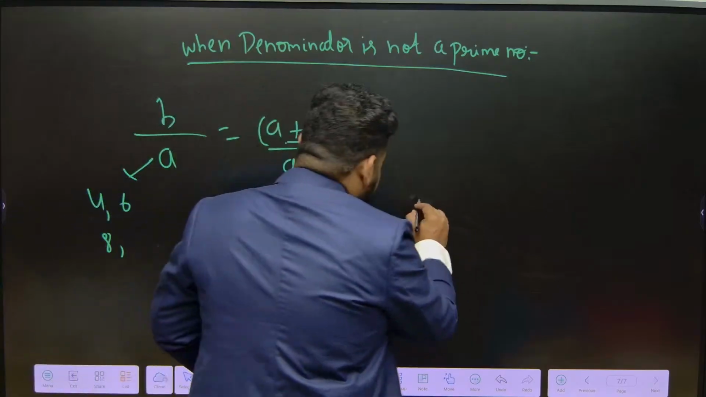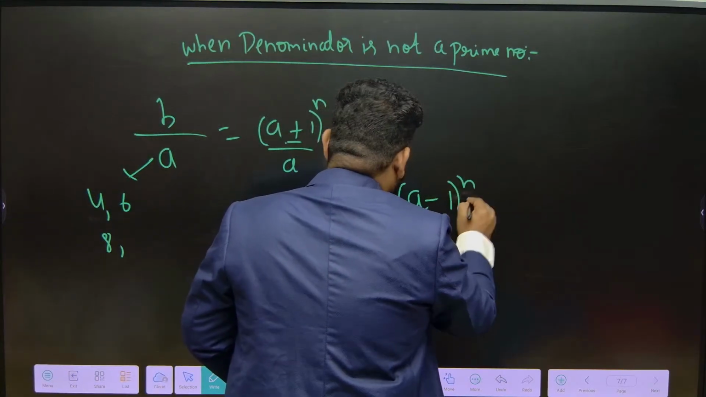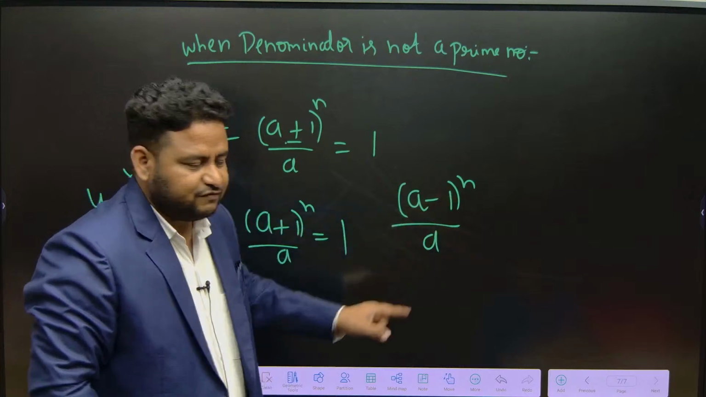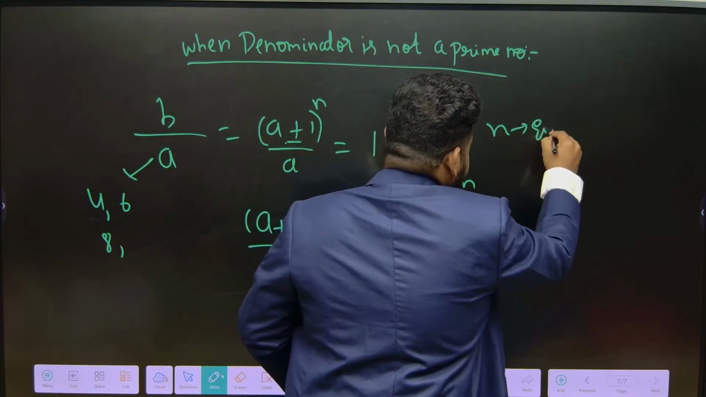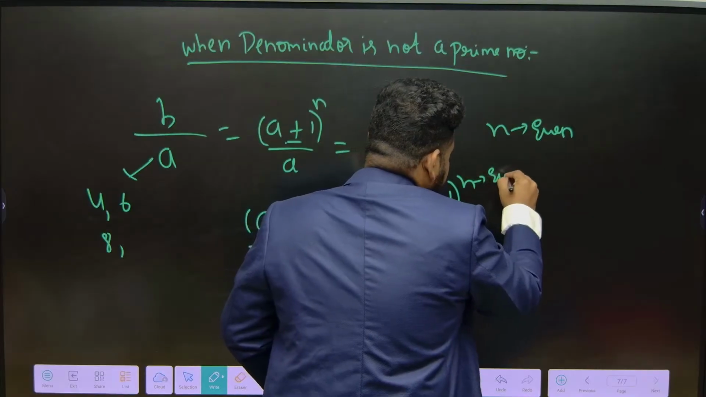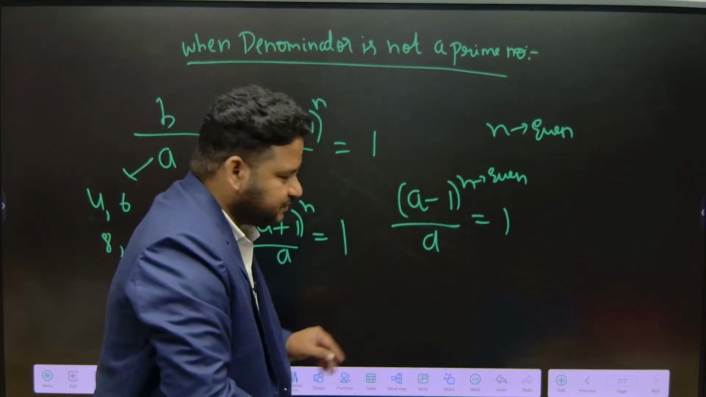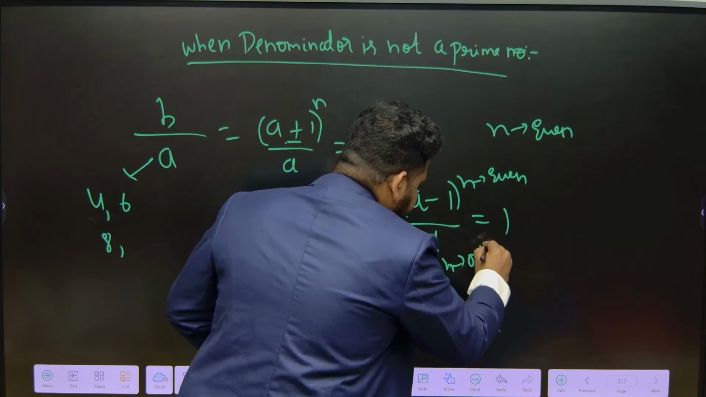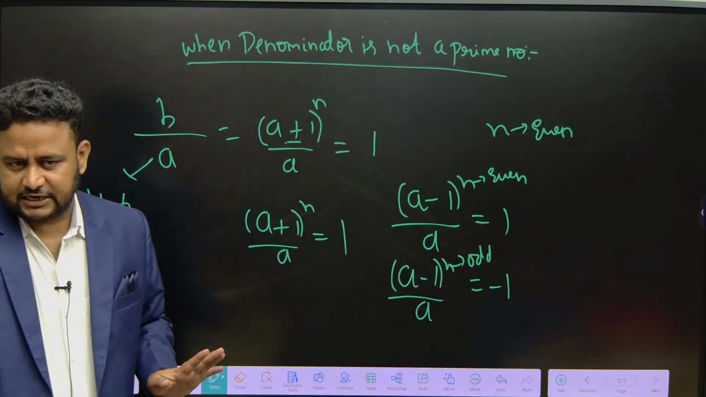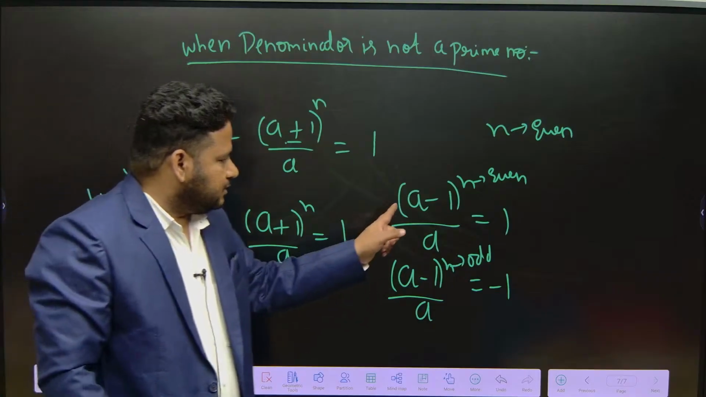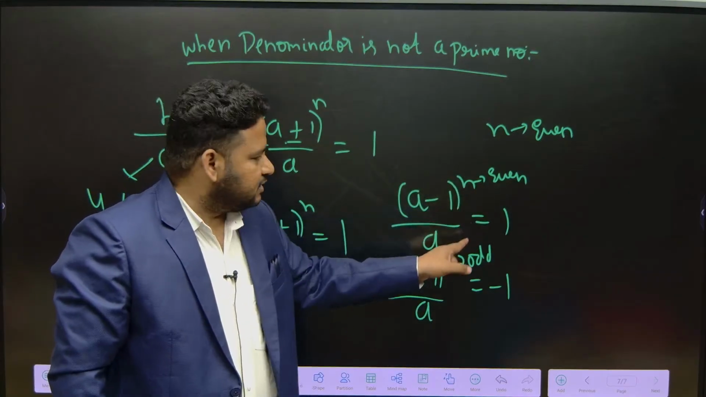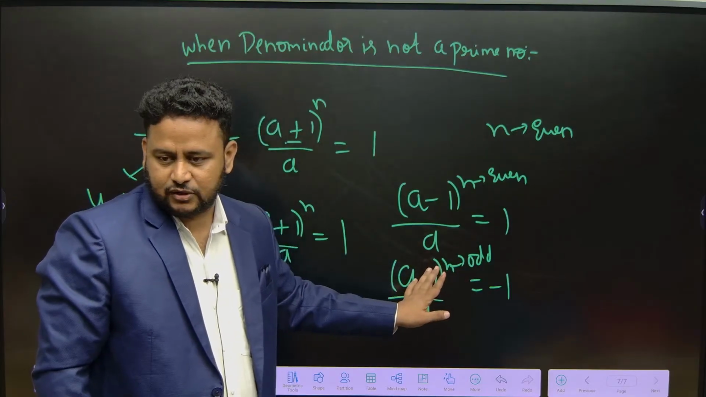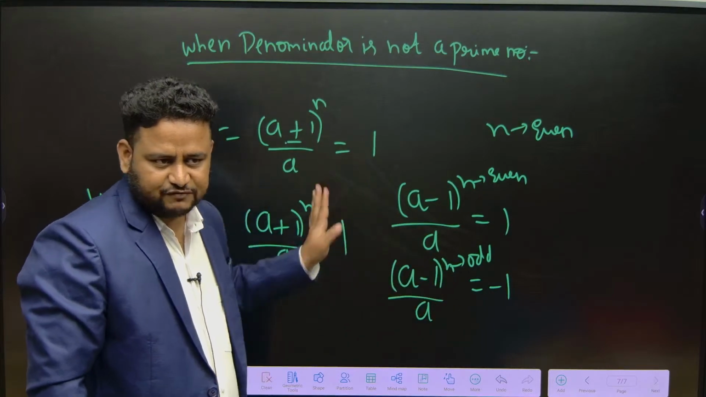If it is minus, (a minus 1) to the power of n divided by a, then you have to focus on n. If n is even, the answer will be plus 1. If n is odd, the answer will be minus 1. This is the difference you must know. (a minus 1) to the power of n when n is even, the answer is 1; when n is odd, the answer is minus 1. Got it? Clear? This difference you must know.